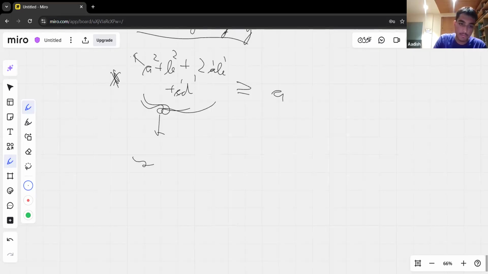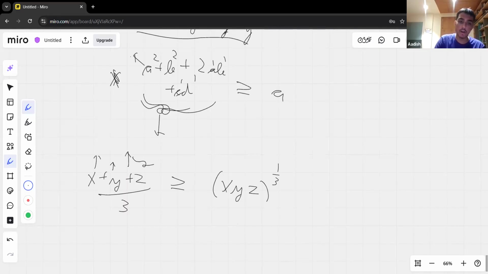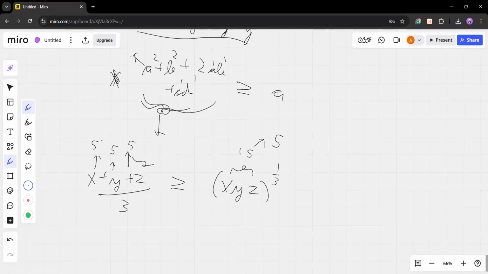Like if you have (x plus y plus z) by 3 greater than or equal to (xyz) to the 1 by 3, then x, y, z are all some degree, say 5. Then xyz will have degree 15, and its cube root will have degree 5 again. Right. Yeah, right.